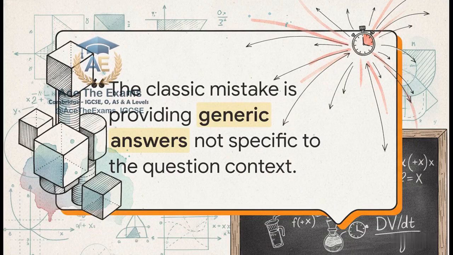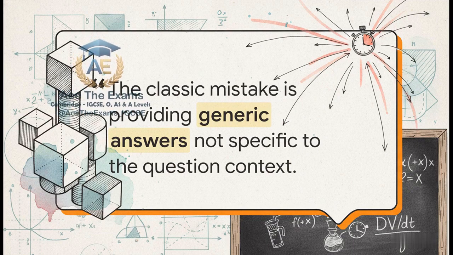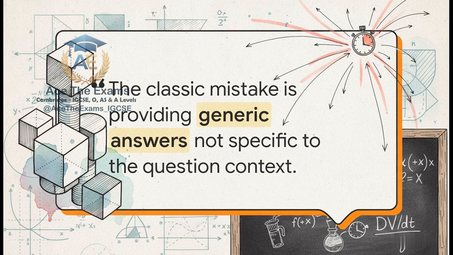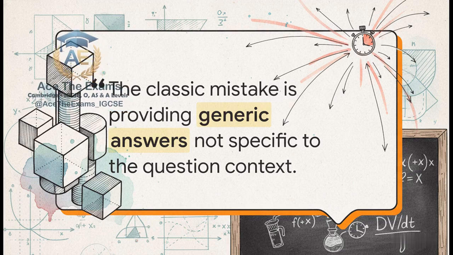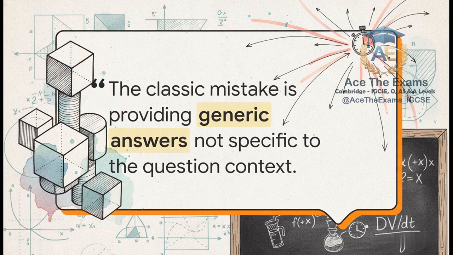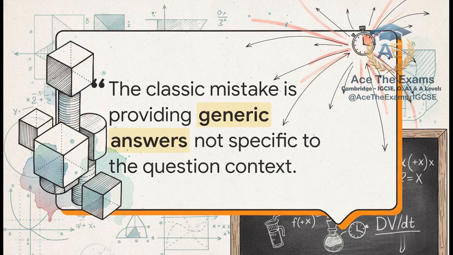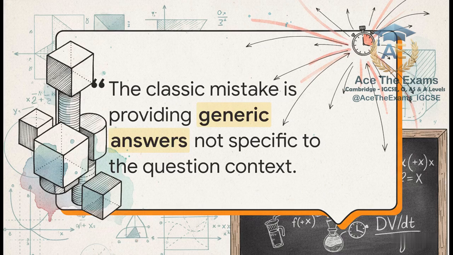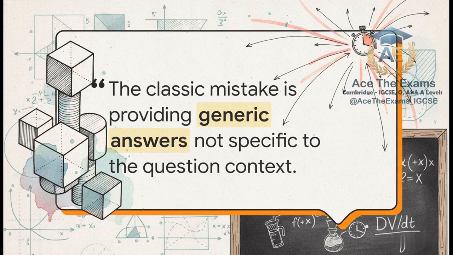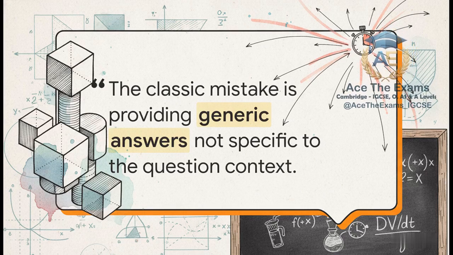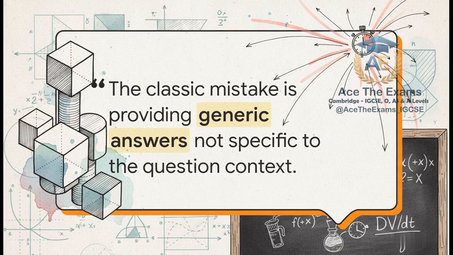This last point is so absolutely critical that I want to read you this exact examiner alert directly from our source material. Quote, "The classic mistake is providing generic answers not specific to the question context. Always link every point to the given scenario," end quote. So if you are differentiating a volume function to find a rate of change, your final answer has to relate back to that volume in time, not just basic x and y variables.